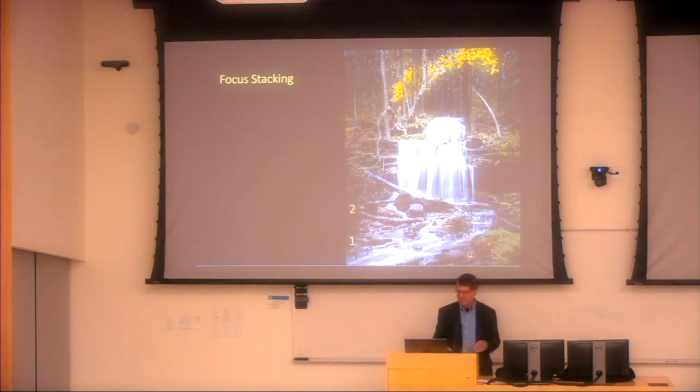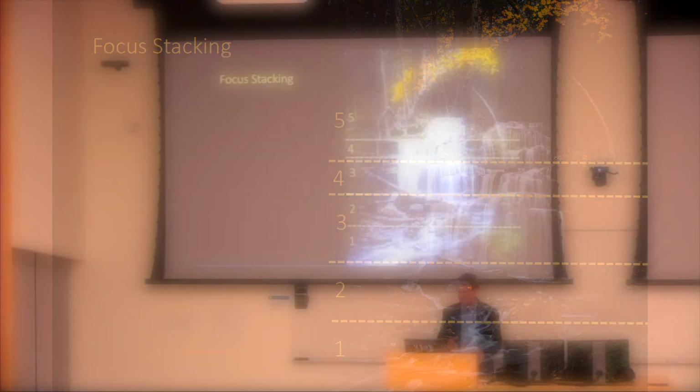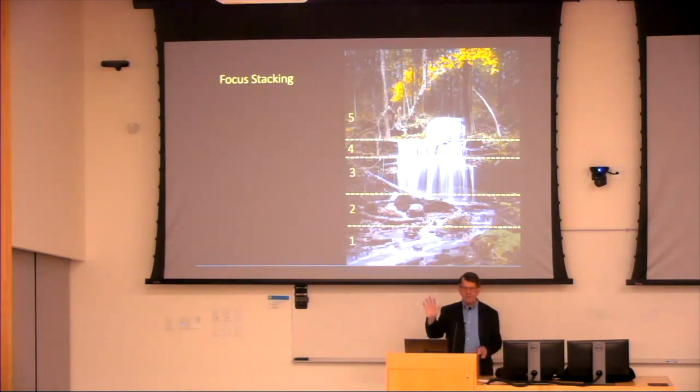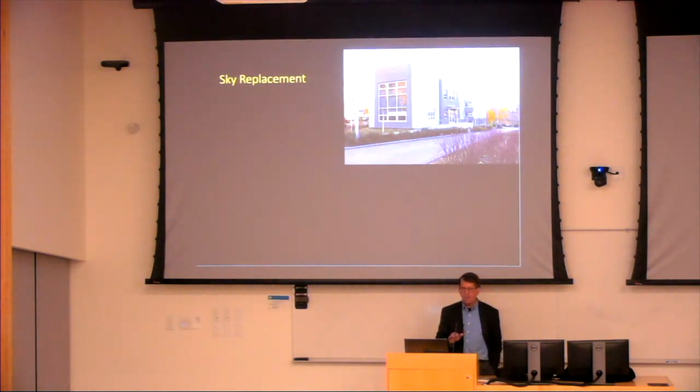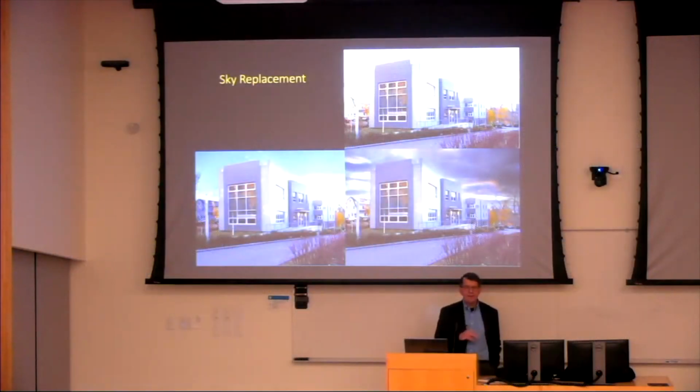This is one that was taken with 5 separate images focusing on different areas. This is one that I just had to manually do and blend together, so that you get everything in the photograph in very sharp focus. And then I don't know how many of you have played around with Photoshop's sky replacement tool, but if you go out on a crappy day and you've got a really gray, dull sky, you can replace the sky with something a little bit more pleasing.